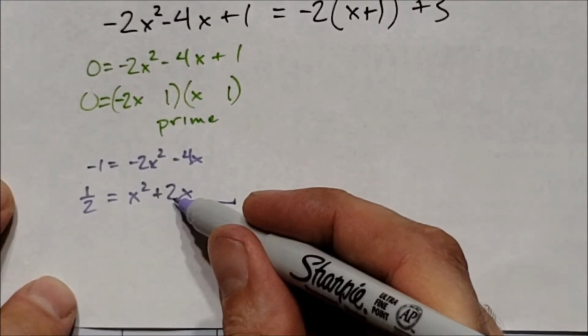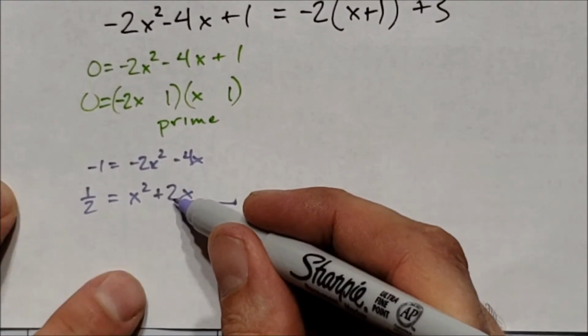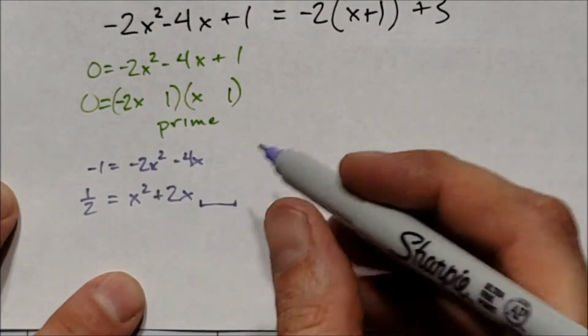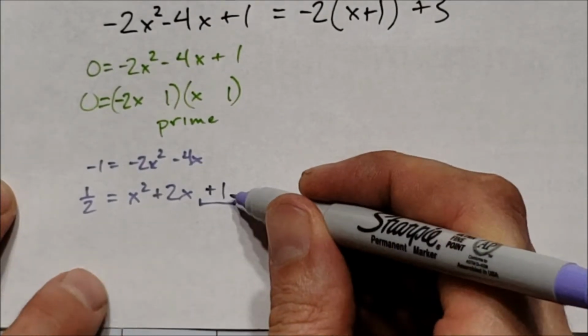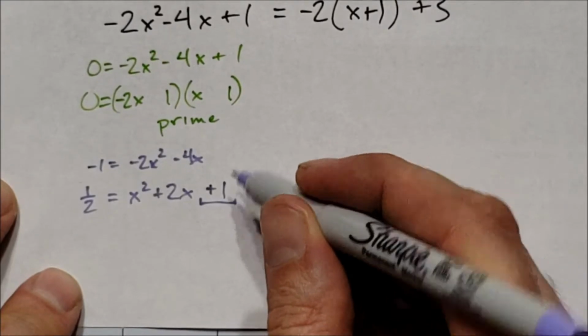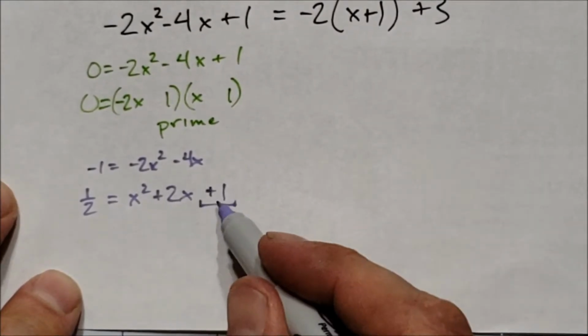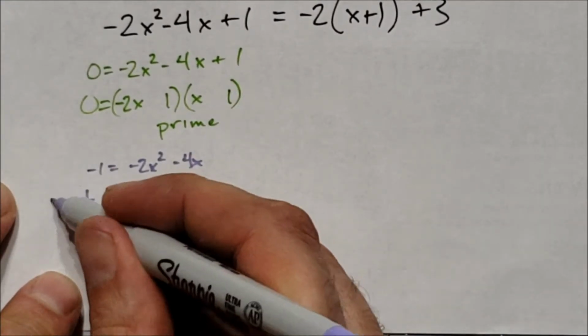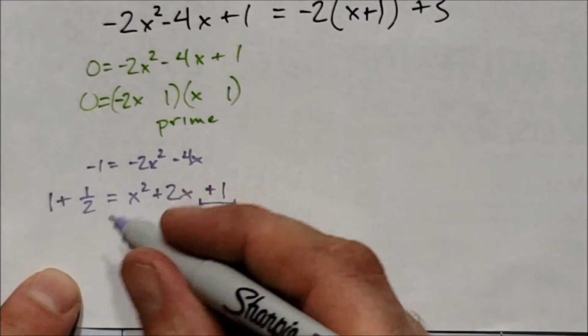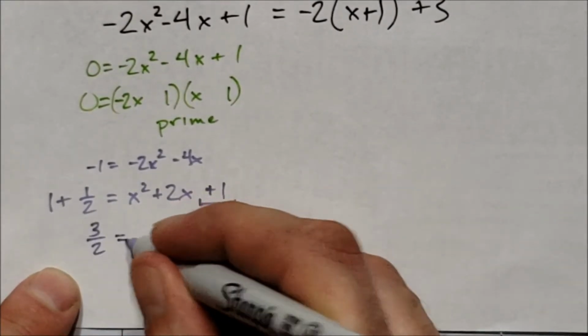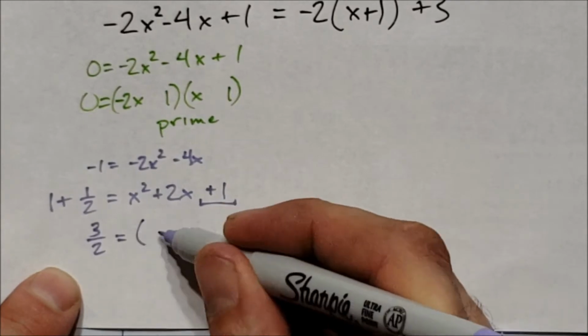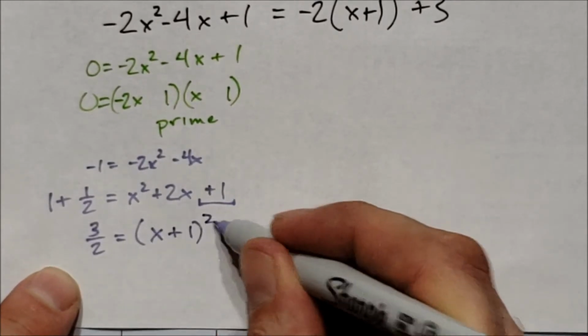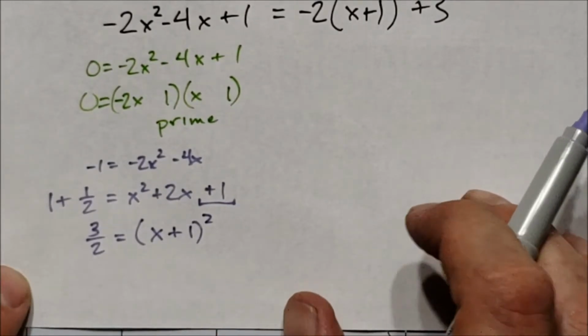We're going to cut the 2 in half and then square it. Half of 2 is 1. 1 squared is 1. So we're going to add 1 to this spot right here. But because it's an equality, what we do to one side, we have to do to the other side. So we're going to add a 1 over here as well. This becomes 3/2 equals, then we can factor this directly to x plus 1 quantity squared.